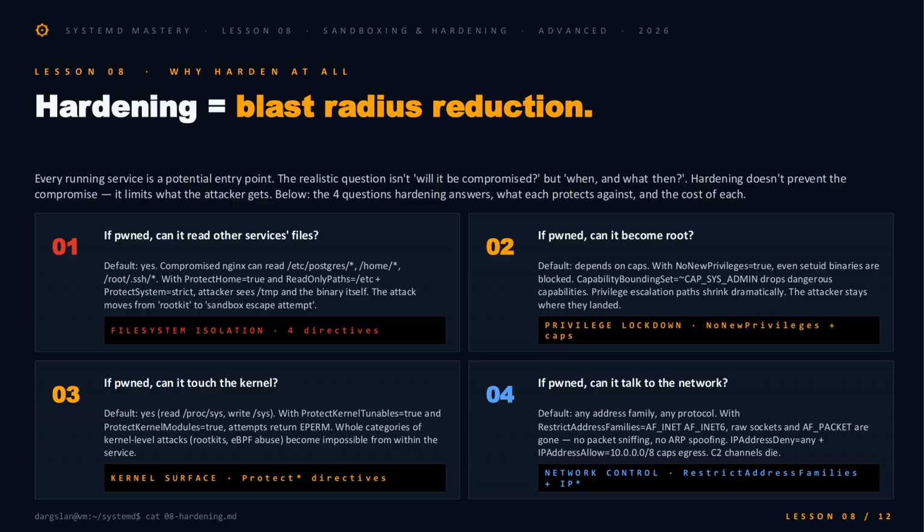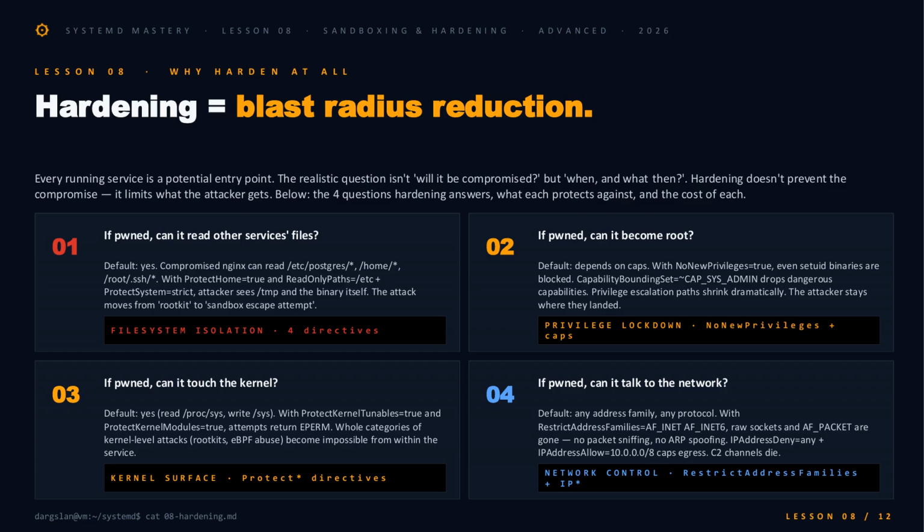Hardening isn't about preventing compromise. That ship sails the moment a CVE drops. It's about answering 4 questions after the breach. Can the attacker read other services' files? Can they escalate to root? Can they touch the kernel? And can they talk out to the network? By default, the answer to all 4 is yes.